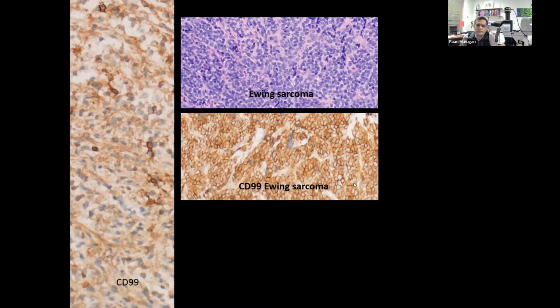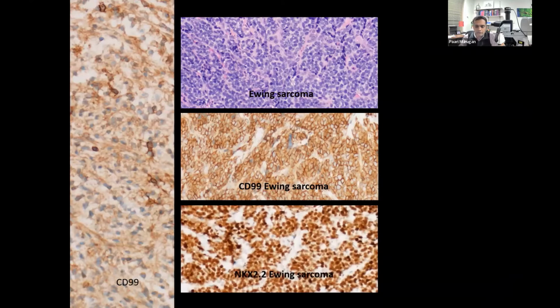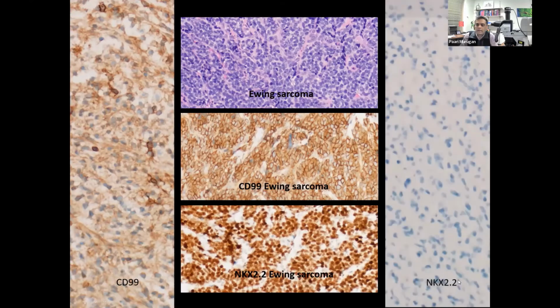And then the other stain I really like for Ewing sarcoma, which is very sensitive and fairly specific, is this marker called NKX2.2. NKX2.2, as you can see in almost all Ewing sarcoma, should be strongly diffusely positive in a nuclear pattern, right? So in this tumor, NKX2.2 is completely negative. Okay, so with this immunohistochemical staining pattern and with our differential diagnosis, we need to go a little bit further.